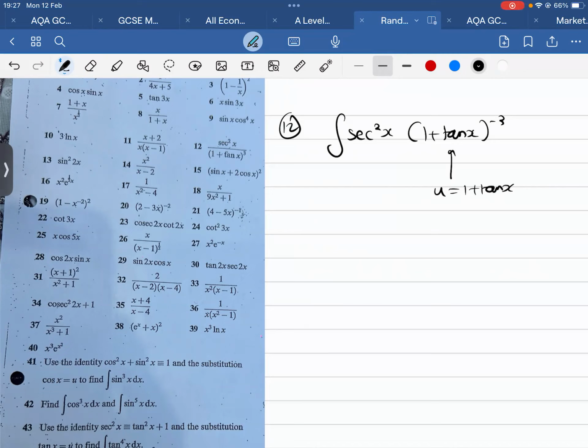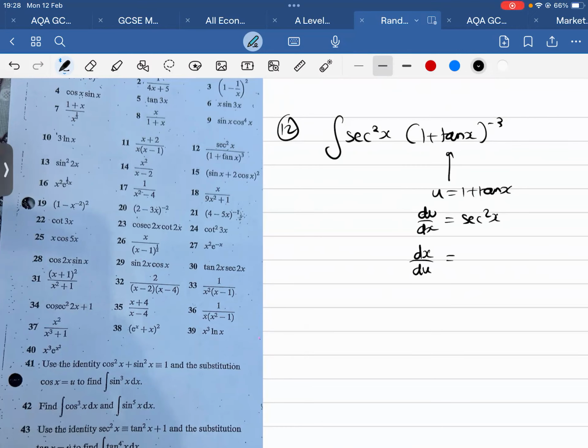Okay. What's du by dx? The 1 just disappears, yeah? And then what about the tan x from the formula book? What does tan x differentiate to? Sec squared x. That's just straight from the formula book if you're confused. So tan x becomes sec squared x. Cool. So that means dx by du is... Are you not going to do dx equals? Yeah, I'm going to do that now.